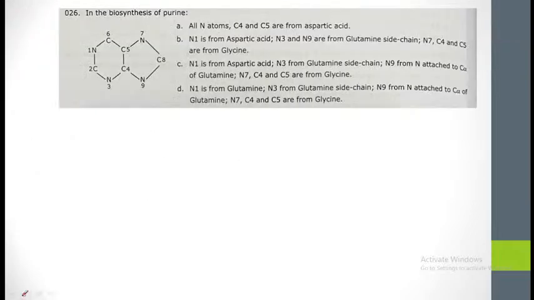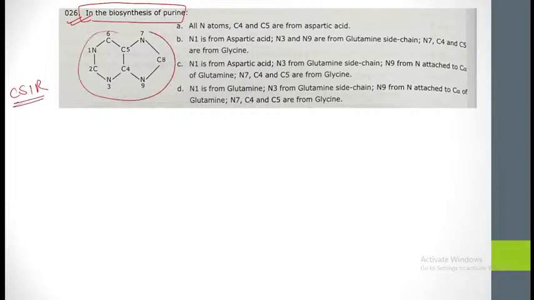Next question for you all. Again, a very important question. The question is, you have the biosynthesis of purine given in front of you. These all questions are previous years of CSIR. This is the figure in front of you, and you need to find out which of the 4 options is giving the exact or the correct source.